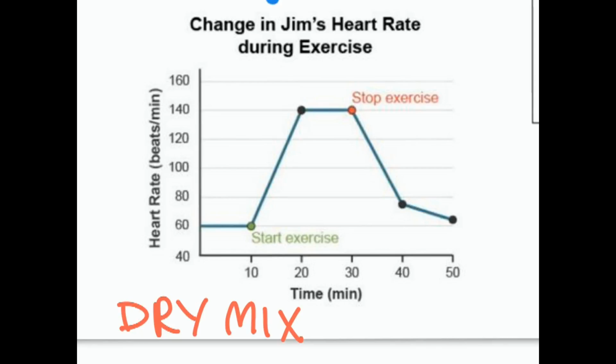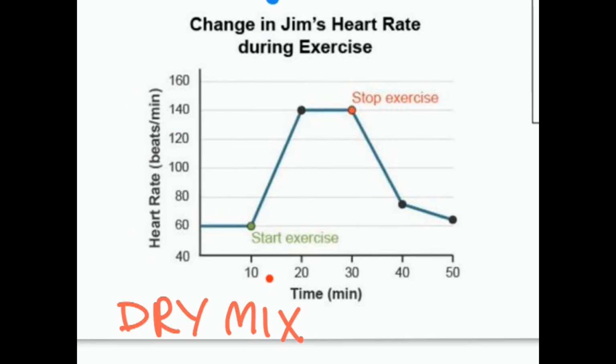So looks like the x-axis, what I manipulated was the time. So change in Jim's heart rate during exercise. I know that every 10 minutes I'm going to check Jim's heart rate. I am doing this. I know this. It's going to go on the x-axis. Okay, how did it respond? What is the dependent variable? That's going to be Jim's heart rate in beats per minute.